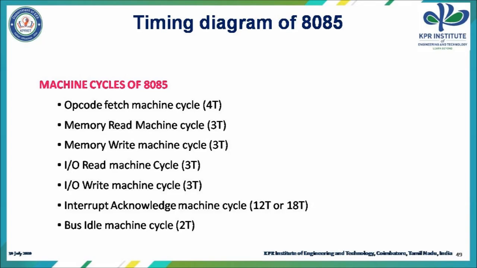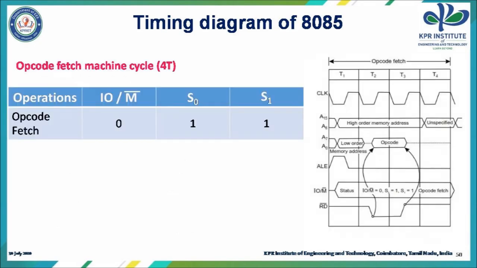Let us see the timing diagram of these machine cycles in the following sections. This is the timing diagram of opcode fetch machine cycle with 4 T states. The diagram shows 4 clock pulses which are considered as T1, T2, T3 and T4. When ALE is high, AD0 to AD7 pins act as lower order address pins, and A8 to A15 always carries higher order address.